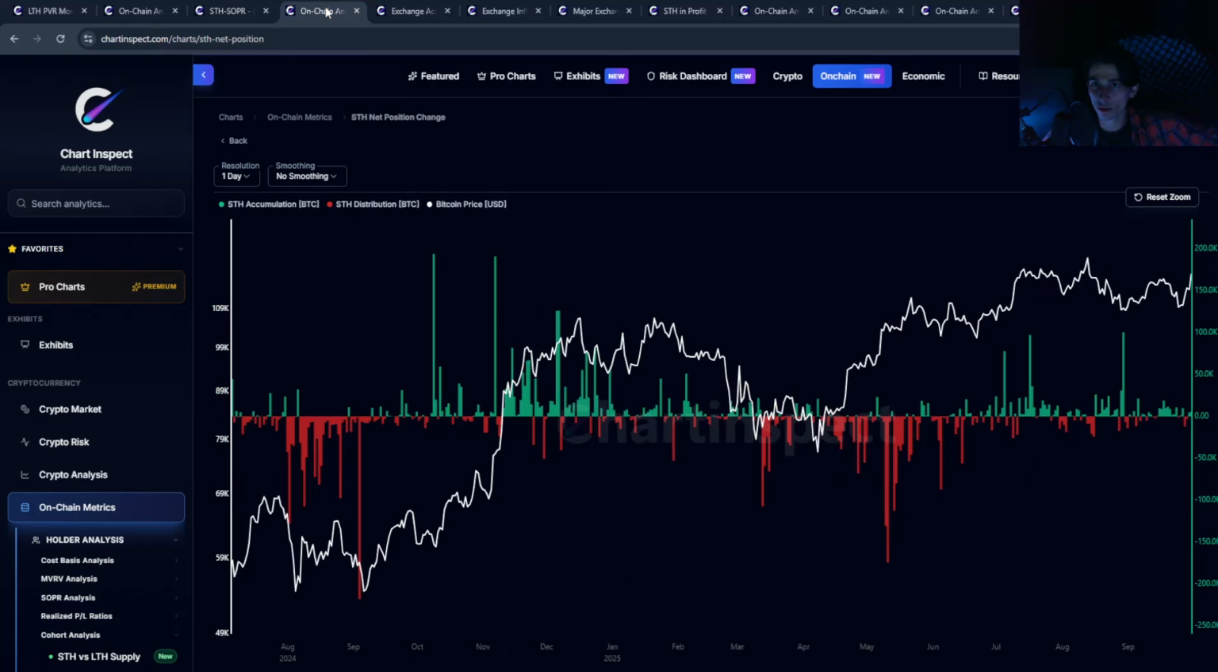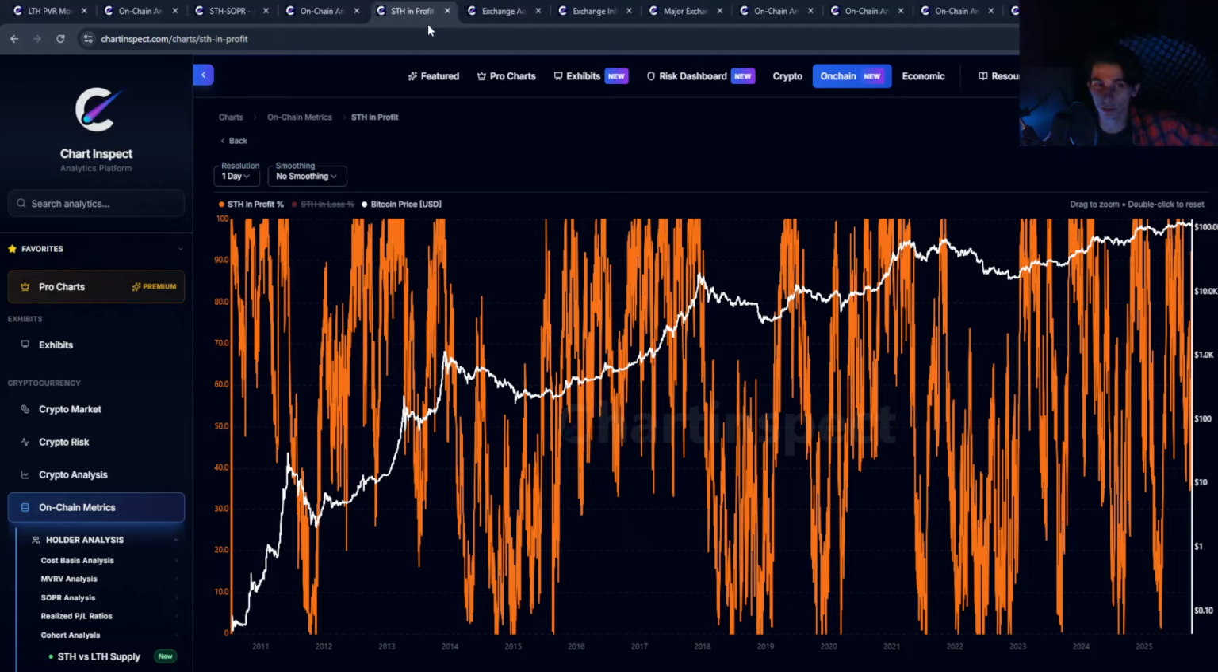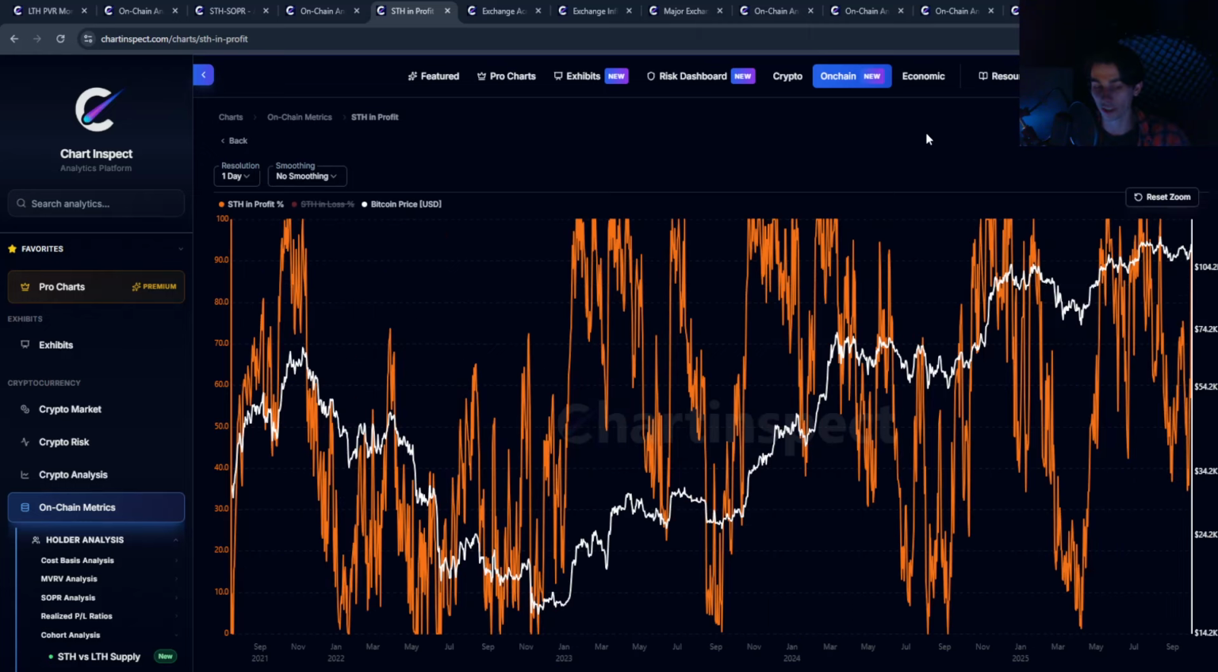So we can also look at this from a different perspective, the short-term holders in profit. And basically this shows the percentage of short-term holder supply that's currently in profit.